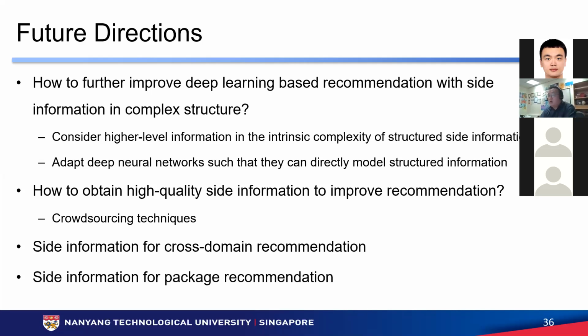Maybe we can rely on the crowdsourcing techniques. And another potential benefit of side information is that it could be utilized for cross-domain recommendation, because for cross-domain recommendation, you have a source domain and a target domain, and these domains have differences, but the side information could be common across these different domains, and can build a bridge between them. Another possible direction is to utilize side information for package recommendation. For a package, you basically have a package of items, and maybe these items can share some common side information like categories. So this side information can be utilized. So these are the possible directions.